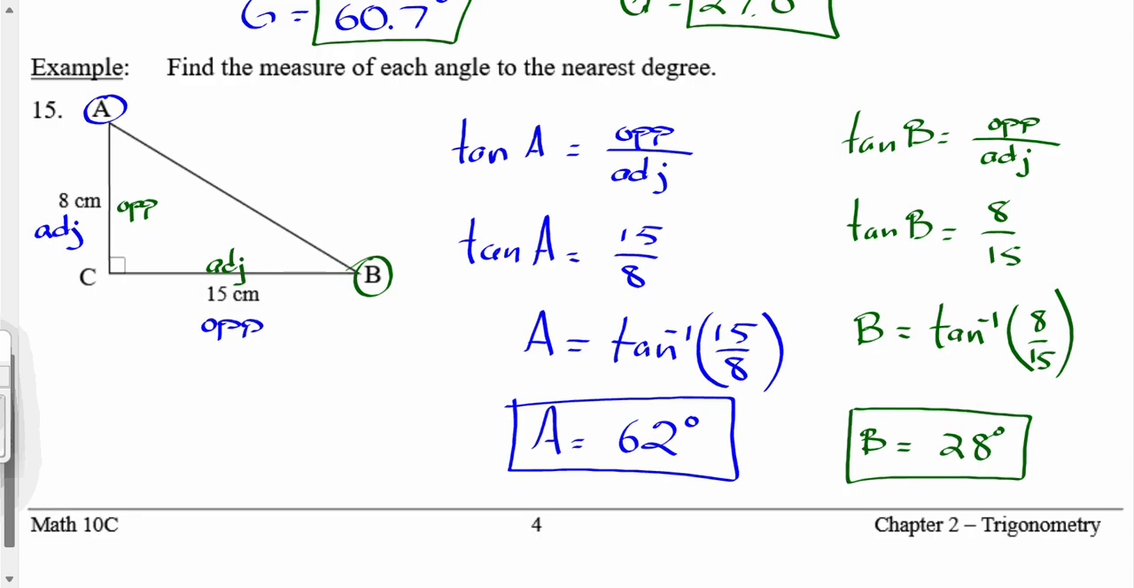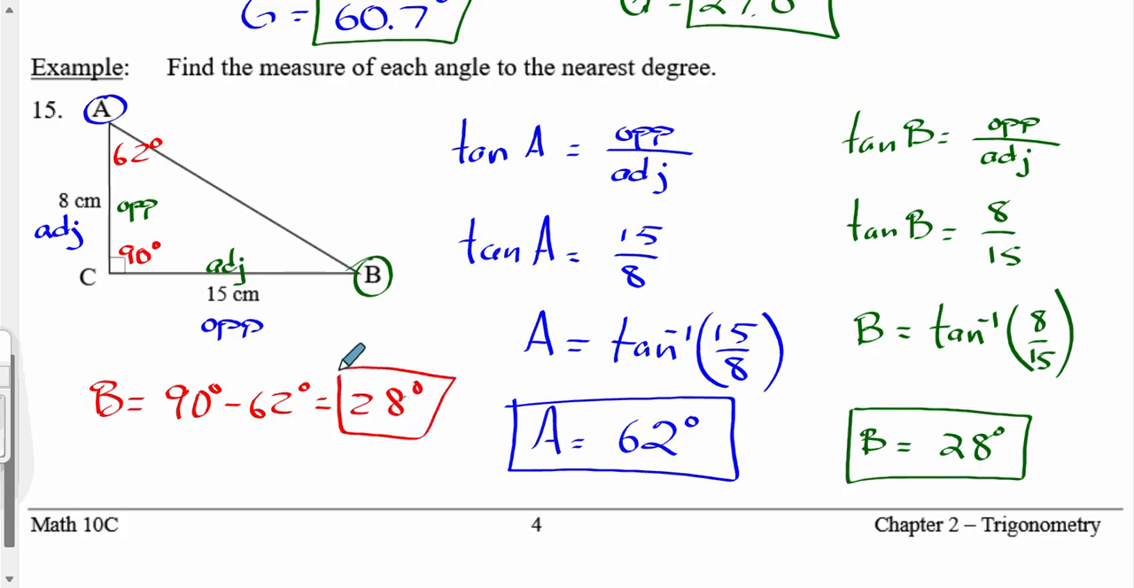Well, something we have known for years is what do the angles in a triangle add up to? 180. And we know this is 90 degrees, right? And I just figured out this was 62 degrees. So I could have just said, angle B, 90 degrees minus 62 degrees, 28 degrees. So we can still use that for answering questions.